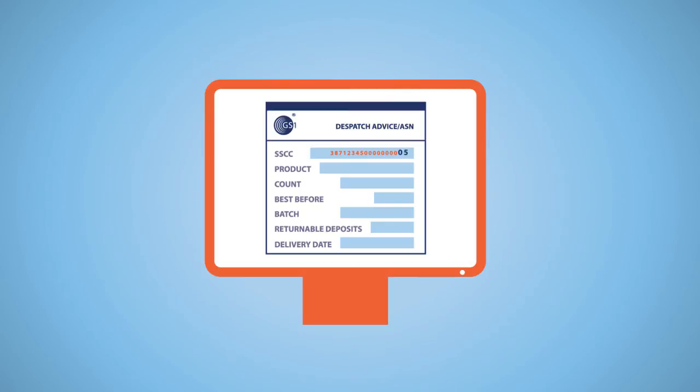The message contains the SSCC and the content of the pallet, such as the products, their quantity, best before date, batch number, and returnable deposits. It also mentions when the delivery is planned to take place. The flow of information, hence, is fully synchronized with the flow of goods.